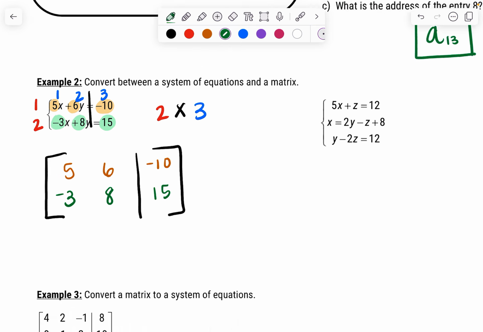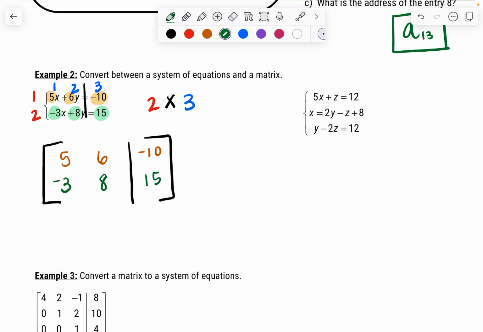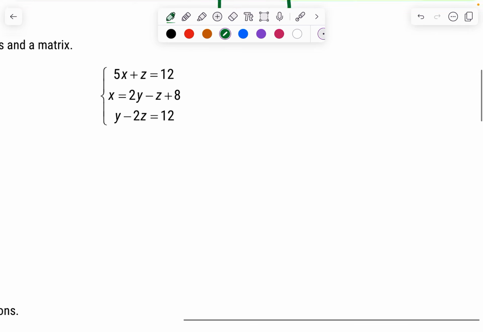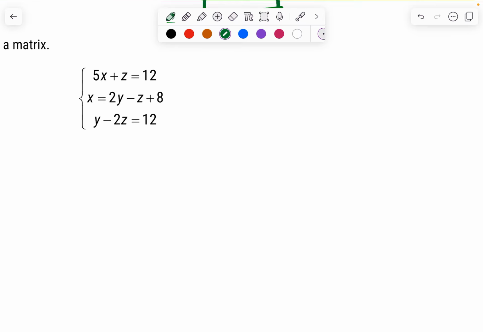I have converted from my system of equations to my matrix. Now, the next one is going to be a little bit different because, for example, in the first system, everything was already in order. Everything was organized for me. I just had to go in and put it into the matrix. When I look at my second one, I can see that things are currently not in the order they're supposed to be. Typically, everything we do is alpha order.